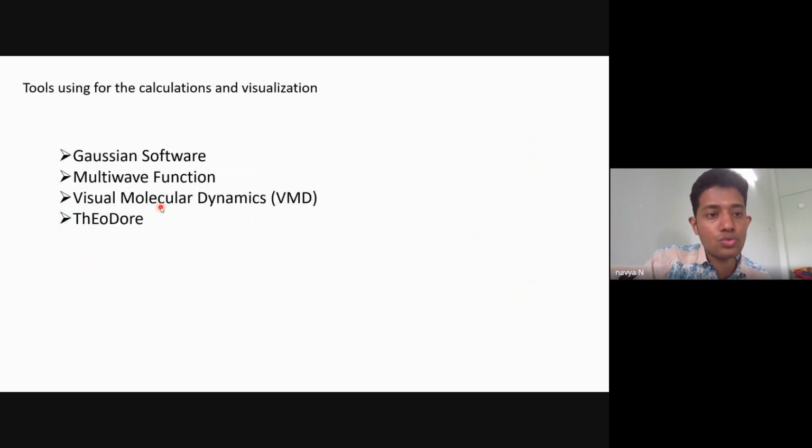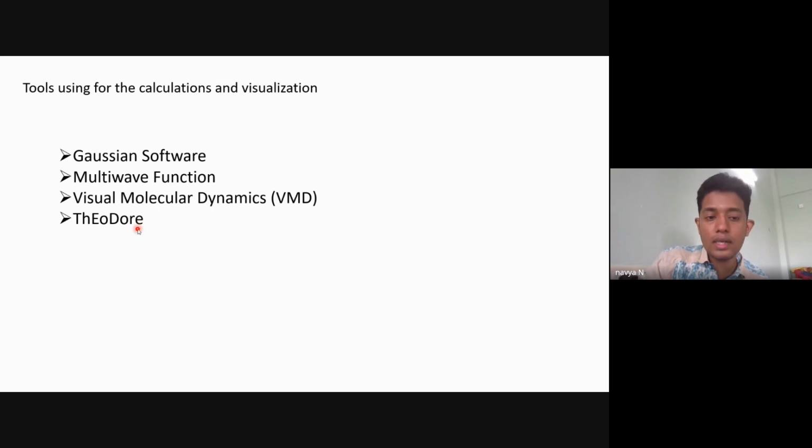The basic tools for the calculation, as well as the visualization of the electron and hole cloud and the transition dipole moment, will all be done using Gaussian software, which we will use for the optimization as well as the UV-visible absorption and vertical transition energies. Multiwfn we can use for this whole electron analysis, as well as the natural transition analysis. All the pictures can be visualized using VMD, visual molecular dynamics, which will give manuscript quality images.